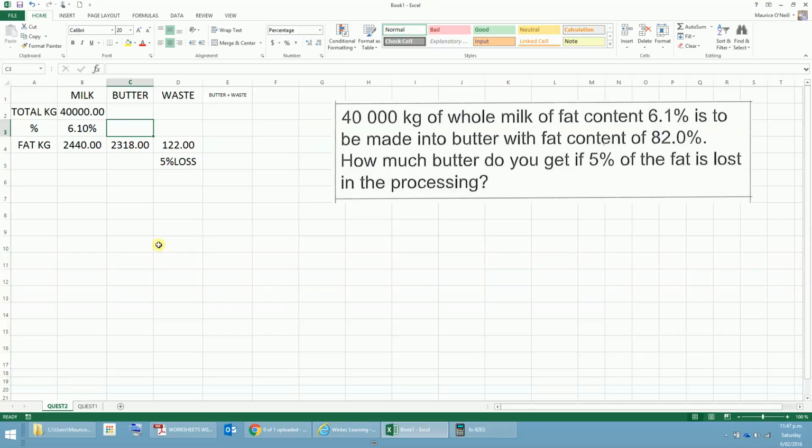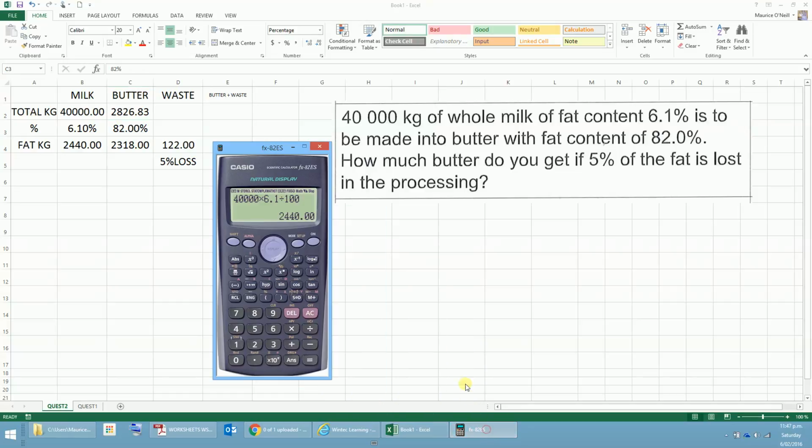So that's 82% there. All right. So once again, we divide that by 82, which it's done for us here. So we just go plus that divided by that, and that gives us our 2826.83 kilograms of butter. So let's just get the calculator back just to do the check.